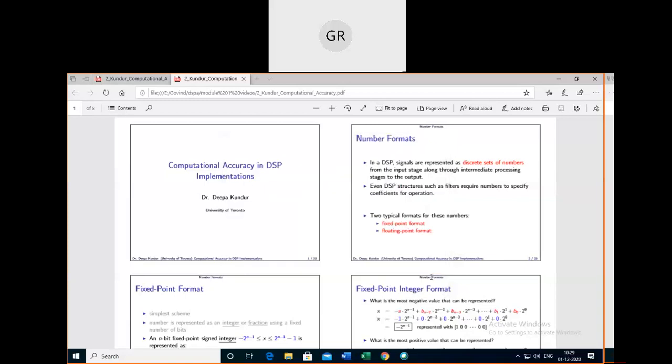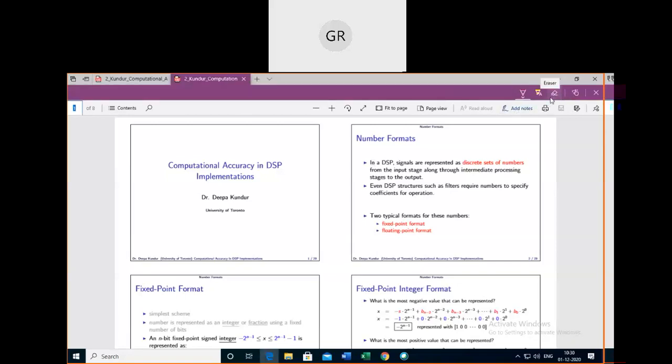In module number 1, we'll discuss computation accuracy in DSP implementation. Here we'll discuss the number formats. Here we'll discuss some number representation.